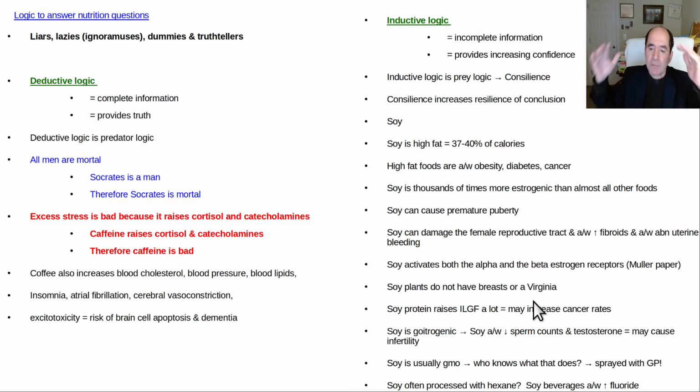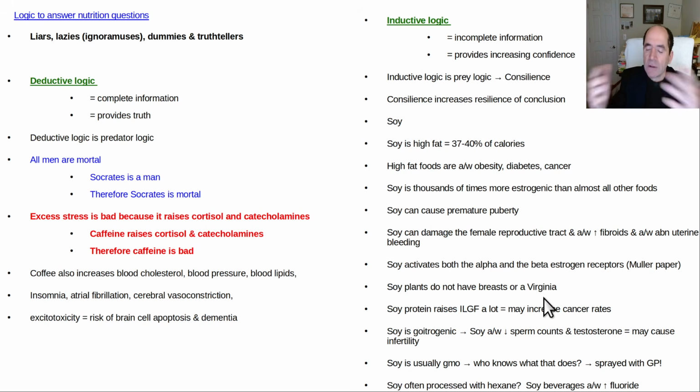It lowers male sperm counts. It lowers male testosterone. It decreases thyroid production. It's goitrogenic, okay? So wouldn't that make sense? It's a pesticide because it's trying to make the animal that eats it infertile or sick so it'll stop eating it, okay? Well, I'm just telling you, use your brain.